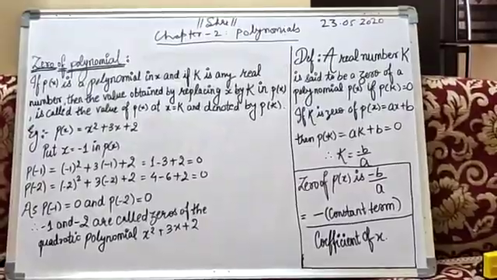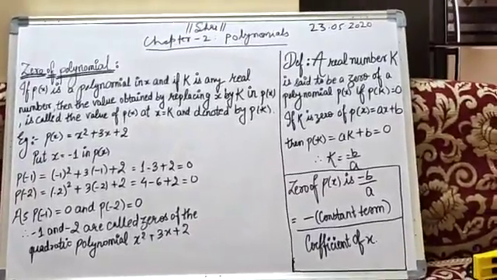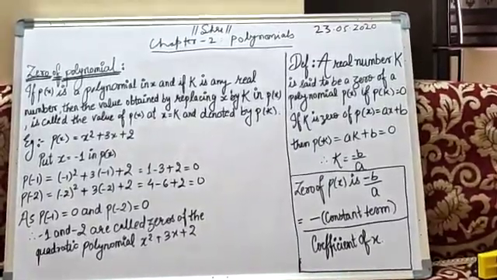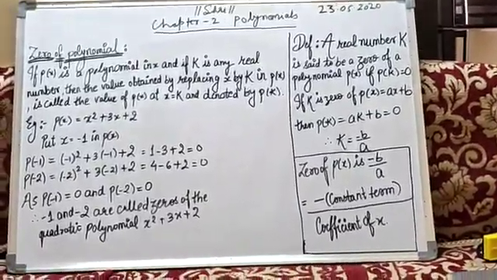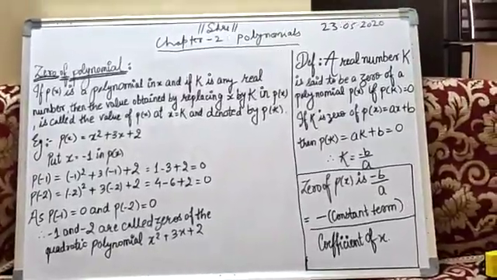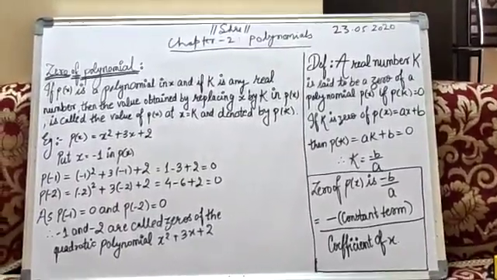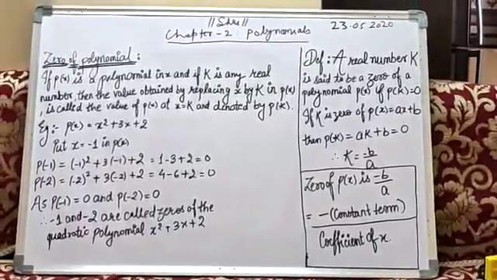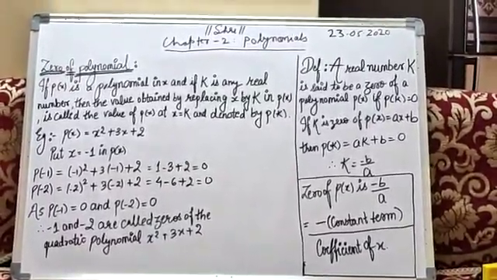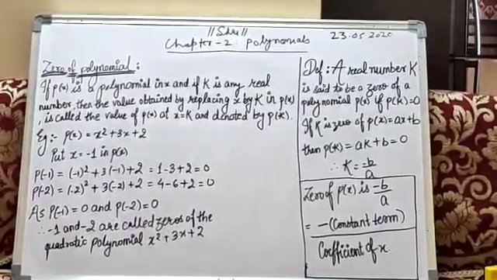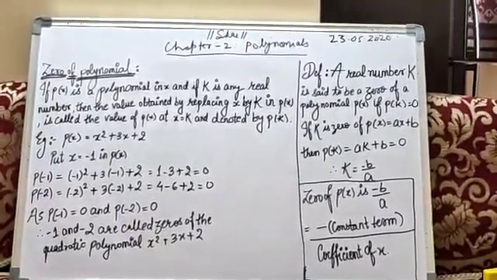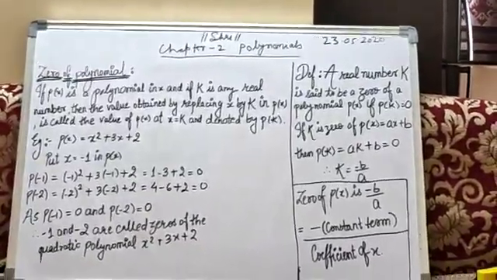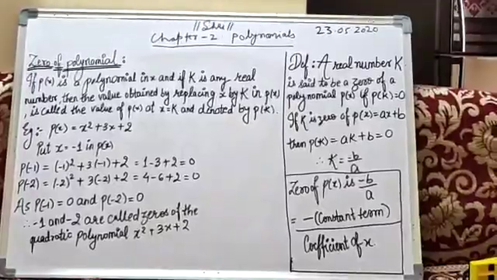This is the formula to determine the zero of the linear polynomial, because ax plus b is linear polynomial. So formula is for zero of linear polynomial, it means minus constant term in numerator divided by coefficient of x. It means coefficient of x is in denominator. This is very important for examination for 1 mark.